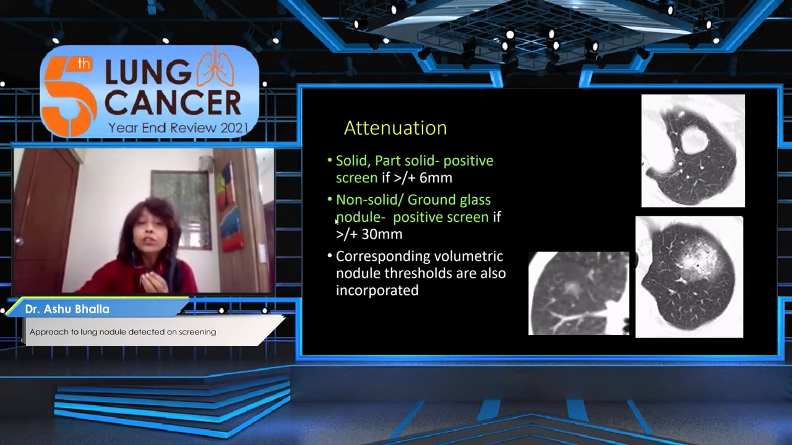That's why a positive screen for non-solid or GGO nodules has been kept at 30 mm. On the other hand, if you have a solid nodule or a part solid nodule, the size for a positive screen has been kept as 6 mm. The definition of ground glass remains the same: if you can see vessels or bronchi through that nodule, it gets labeled as a GGN rather than a solid nodule, and a part solid will have part ground glass, part solid. These two put together are also referred to as subsolid nodules.